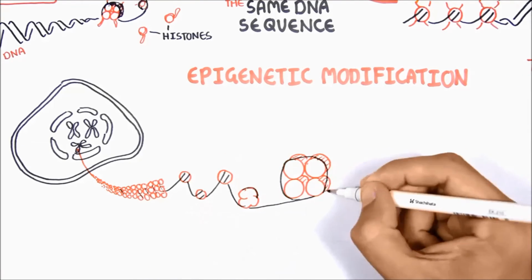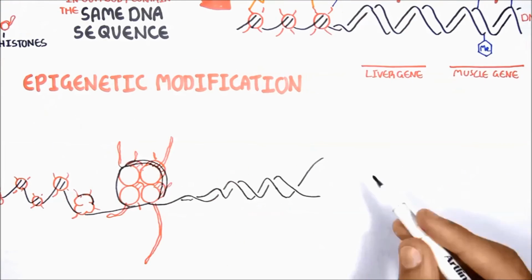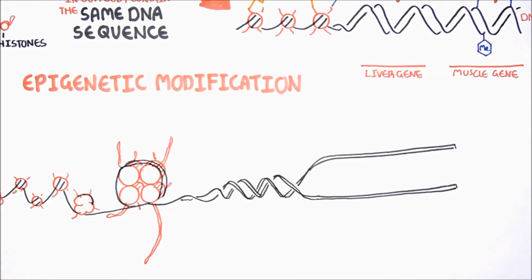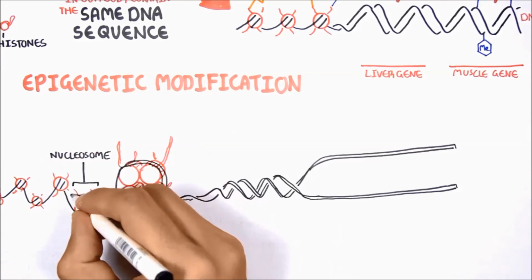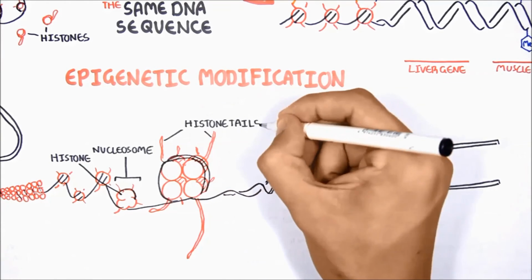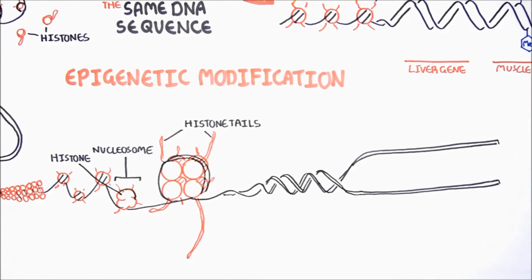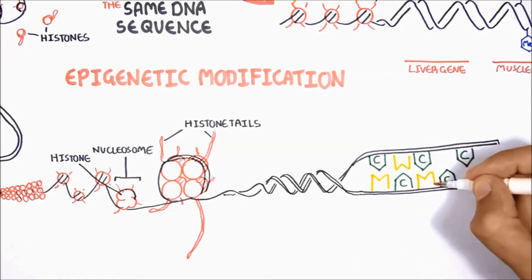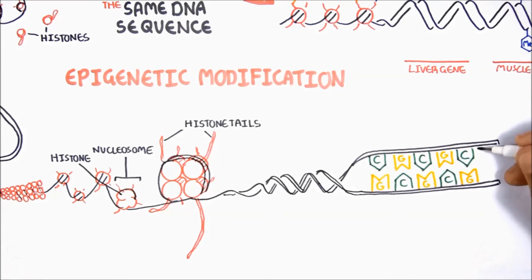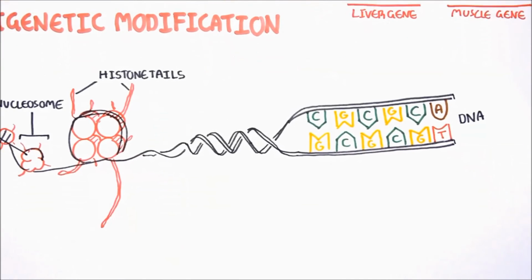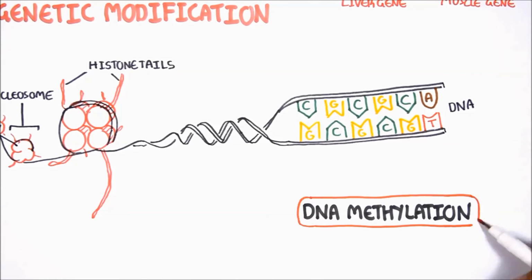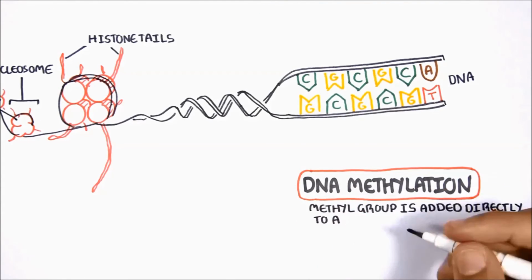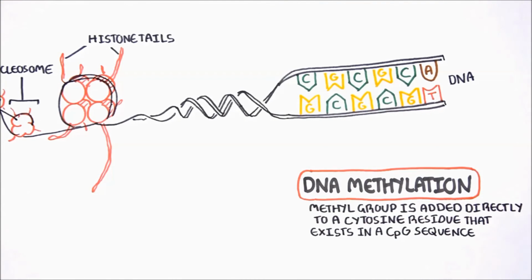Here is a normal human cell, and we are pulling out its genetic material. The DNA is wrapped around nucleosomes, which are made up of histone proteins. Coming off the histone proteins, we have histone tails. DNA is made up of a combination of 4 nucleotides: G for guanine, C for cytosine, A for adenine, and T for thymine. There are 2 main epigenetic modifications. The first one we will talk about is DNA methylation, where a methyl group is added directly to a cytosine residue that exists in a cytosine-guanine sequence, or CpG sequence for short.